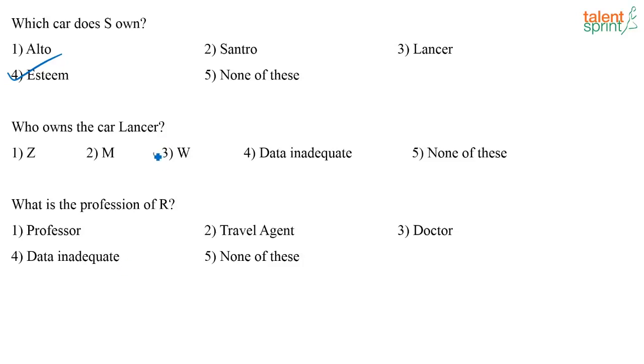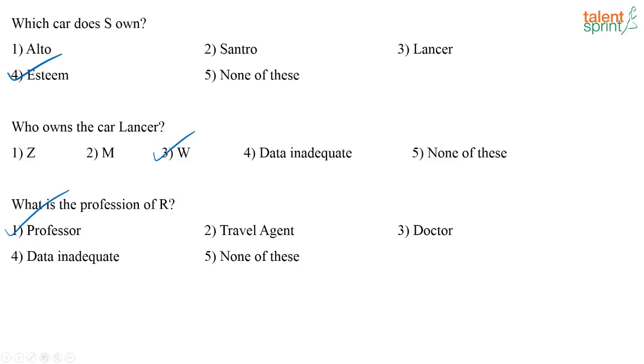W. The lawyer owns the Lancer. What is the profession of R? R is the professor. So these are your answers, 4, 3 and 1. Yes, correct.